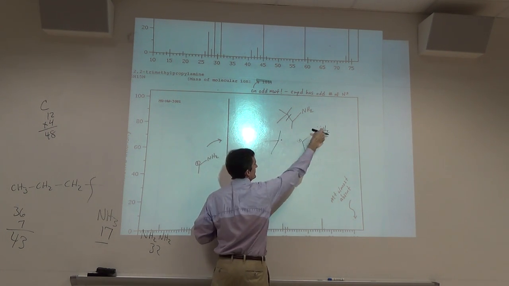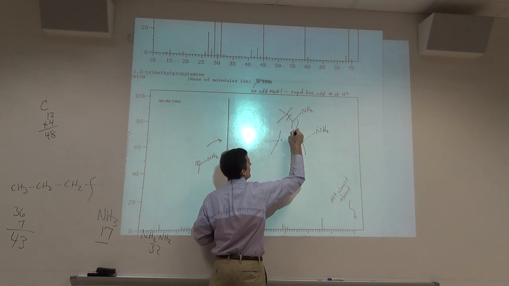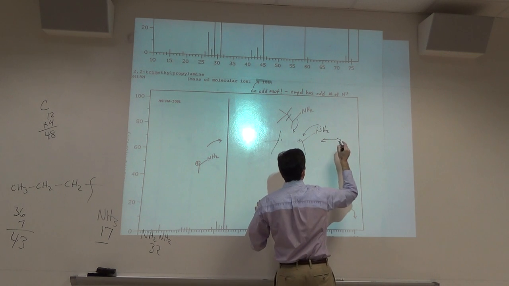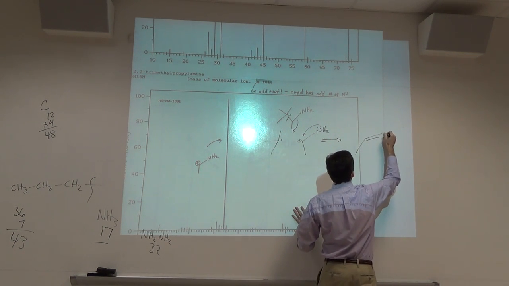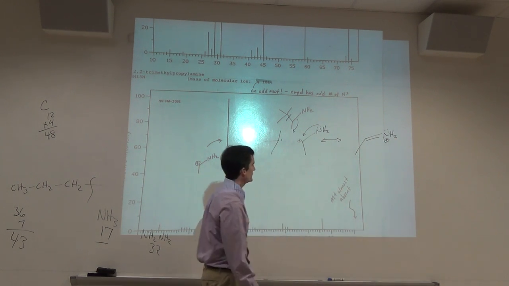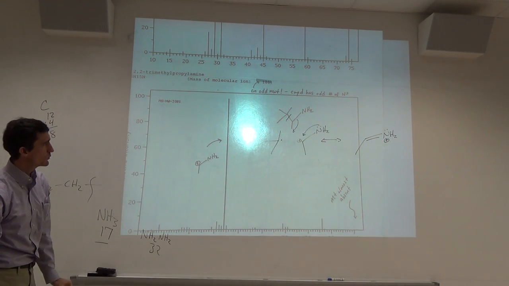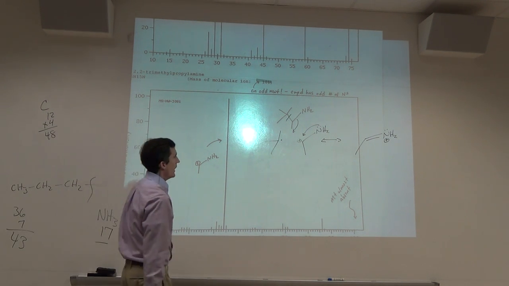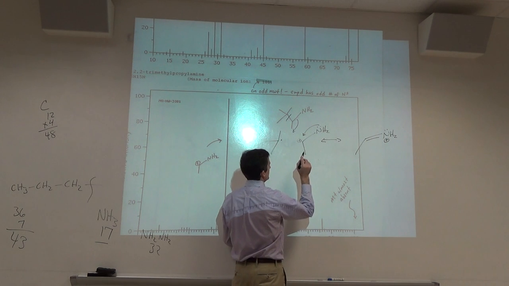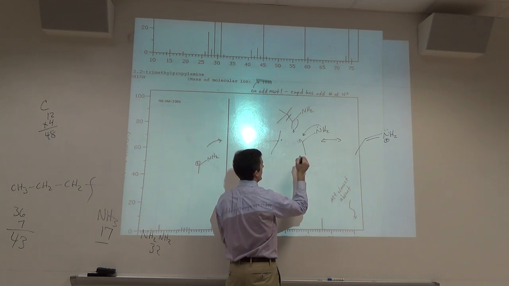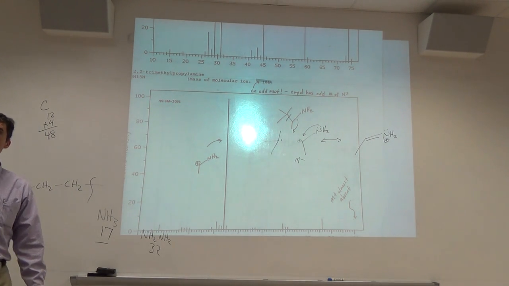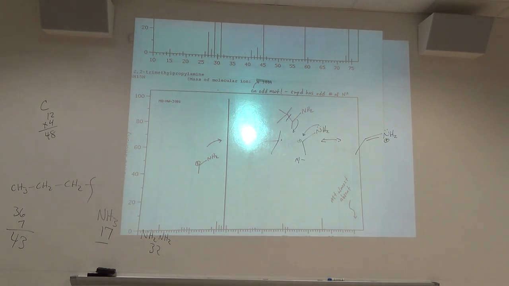Cleavage to give a cation next to a lone pair. Why? Because this would be resonance stabilized. And we would get that resonance structure, which is a major resonance structure, more bonds. What is the mass of this? This is M minus what? What did we lose? We lost a tert-butyl. That's basically a butyl. That's C4.